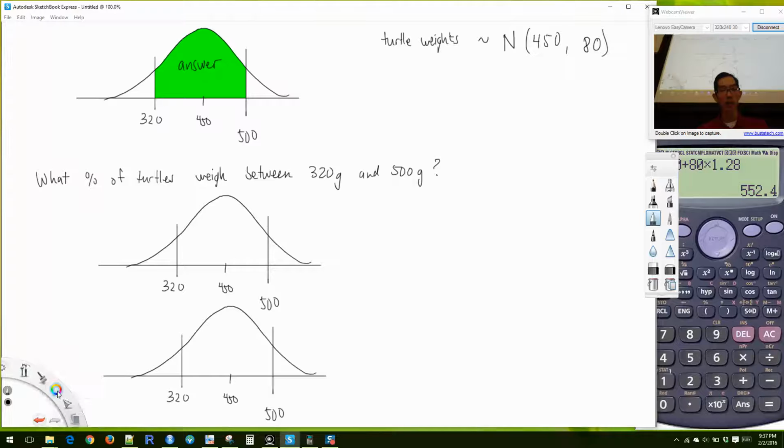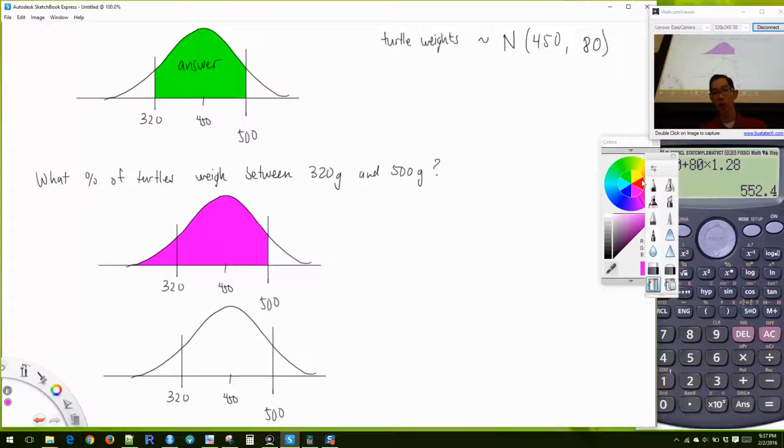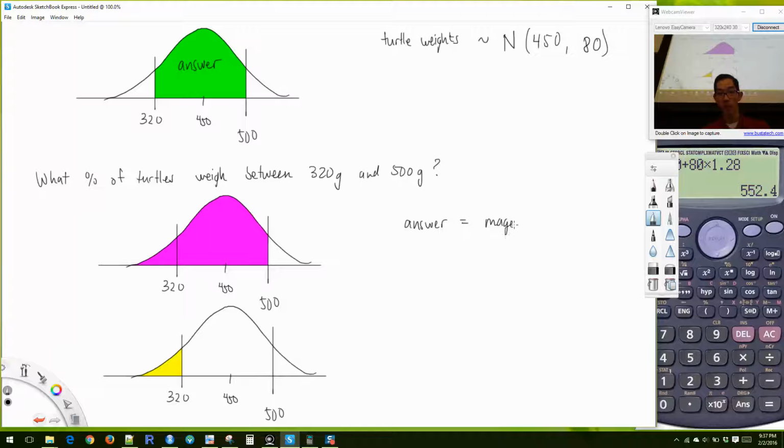Now, to get that, the table doesn't give this to us. So what we have to do is find the area in purple, and then subtract off the area in yellow. Okay? And can we see that? So the answer is equal to magenta minus the yellow chunk. Okay, can you guys see that? So if I take my magenta area and I subtract off the yellow chunk, I'll be left with the answer that I want.